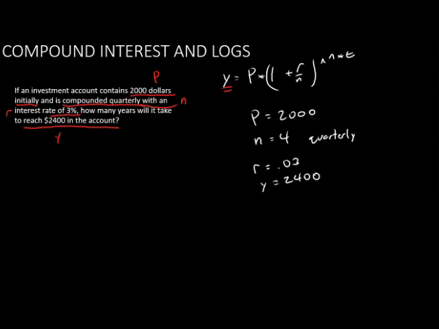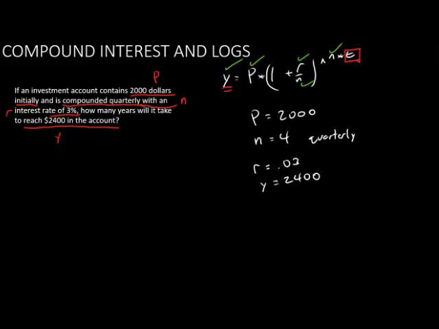Let's go back to the formula and check off what we know. We know the Y, the P, the R, and the N. However, we don't know the T. Therefore, our unknown will be T, and we're going to try to get T by itself.